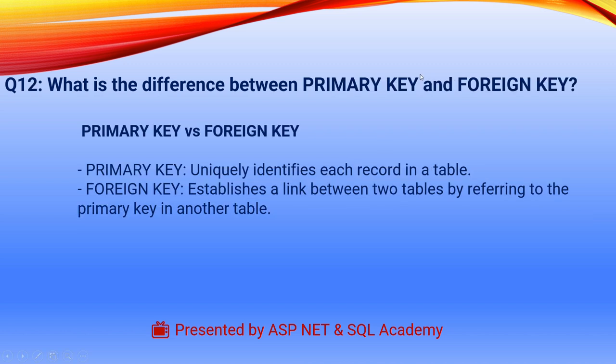A primary key uniquely identifies each record in a table, ensuring that no two rows have the same key value. A foreign key establishes a relationship between two tables by referring to the primary key in another table, helping to maintain referential integrity.